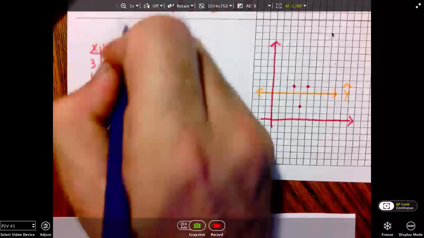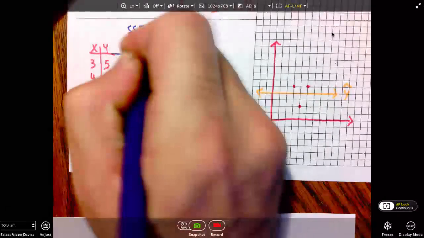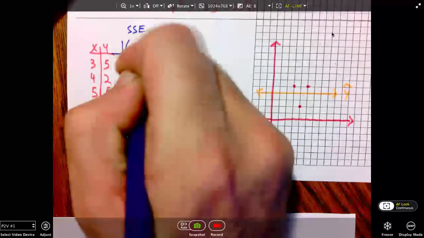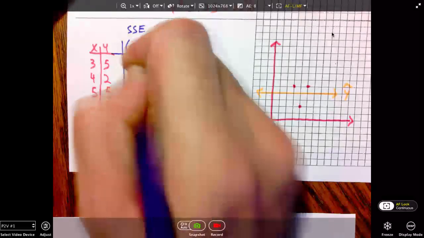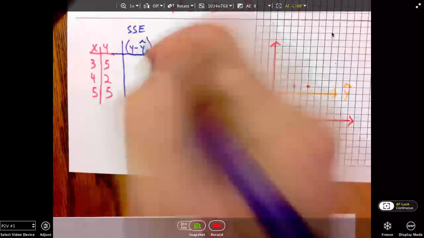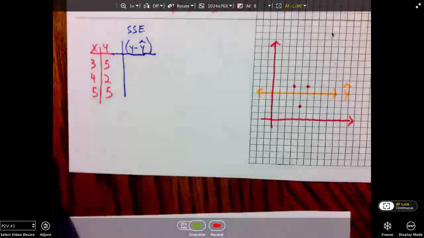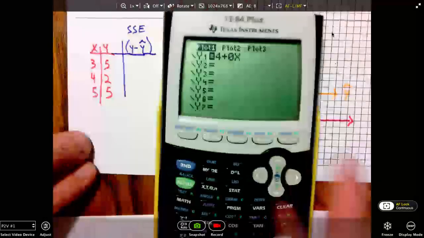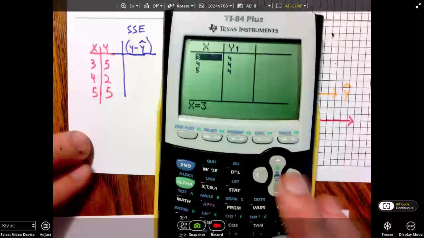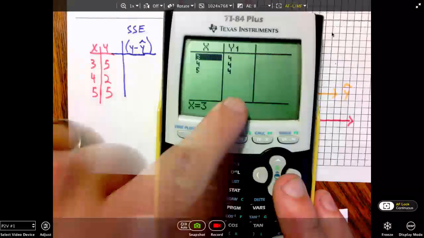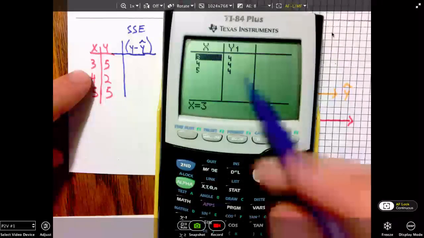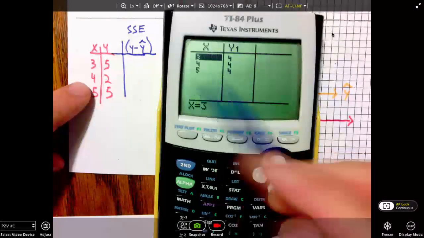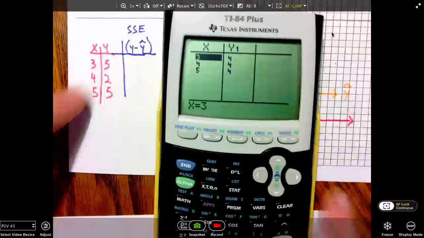First, we're going to calculate the sum of the square errors. That is y minus y hat, how far each one of our points is from the predicted. All right, here we go. Well, we know what it's going to predict. It's going to predict 4 the whole way. 3 goes to 4, 4 goes to 4, 5 goes to 4. Our line was horizontal there.